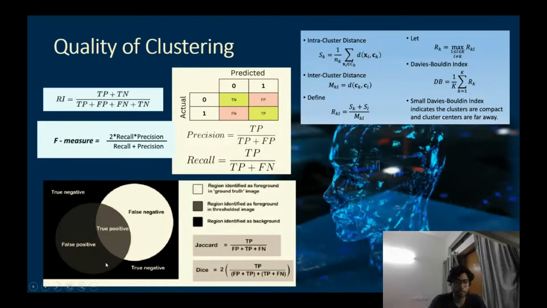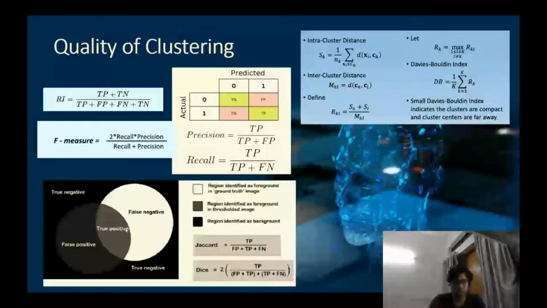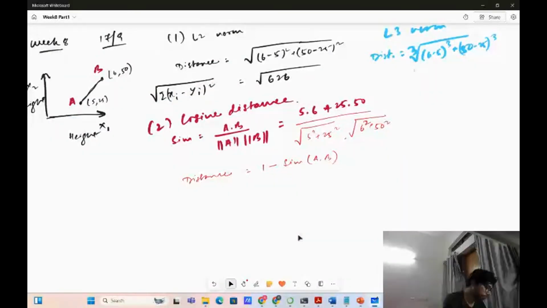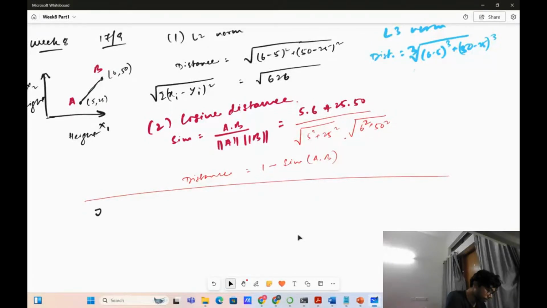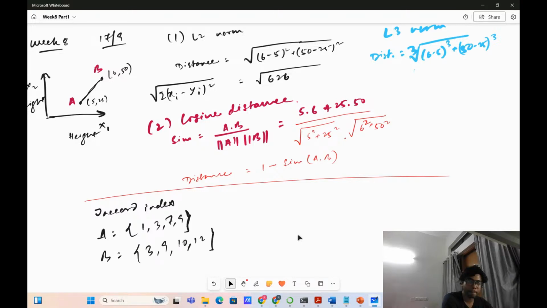if you have any two sets. Let me give you an example. So let's say we are doing the Jaccard index. If you have a set A which contains, let's say, 1, 3, 7, 9, and set B contains 3, 9, 10, 12, what is your A intersection B?